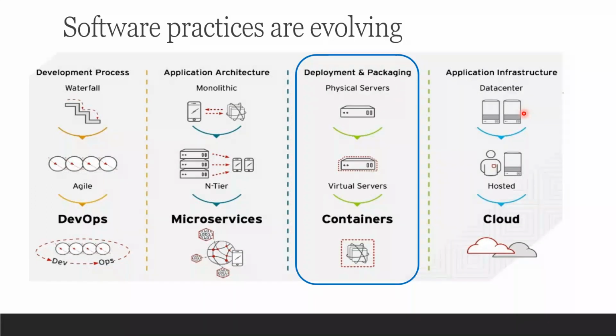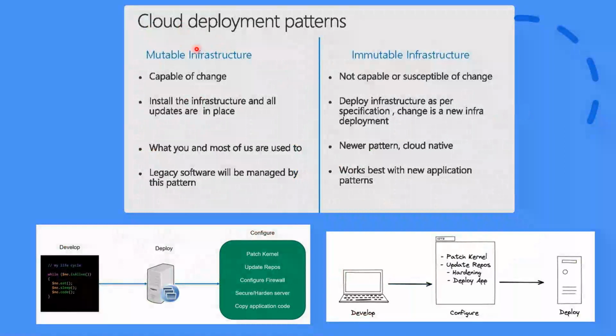So let's understand the comparison here. The cloud deployment pattern is closely related to immutable infrastructure. Mutable infrastructure is capable of changing. We install the infrastructure, deploy a server, log into the server, install all the tools, configure the repository and then update them. We install the security-related tools and agents, and configure the firewall. We do a lot of things after things are deployed. So this is configuration management.